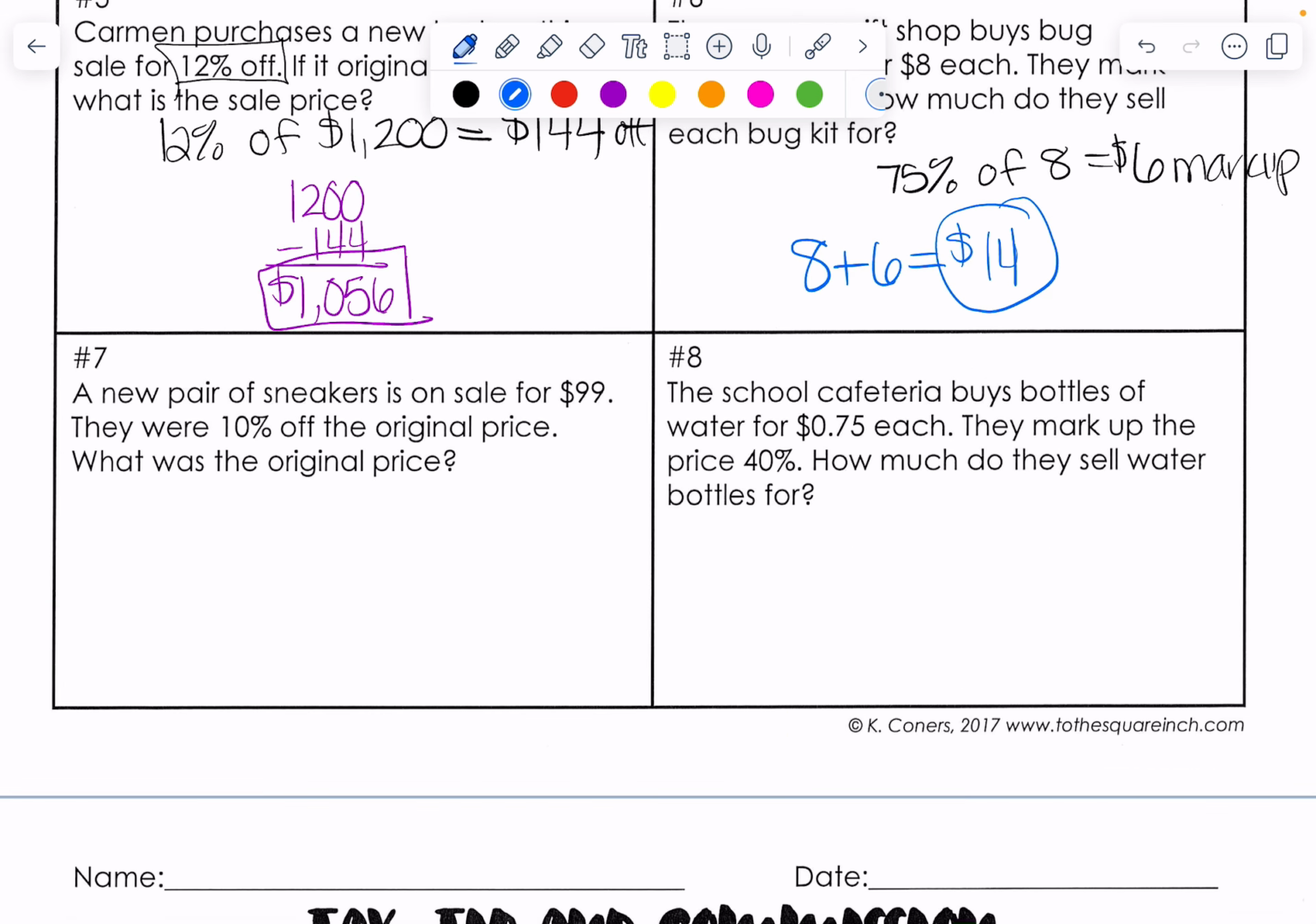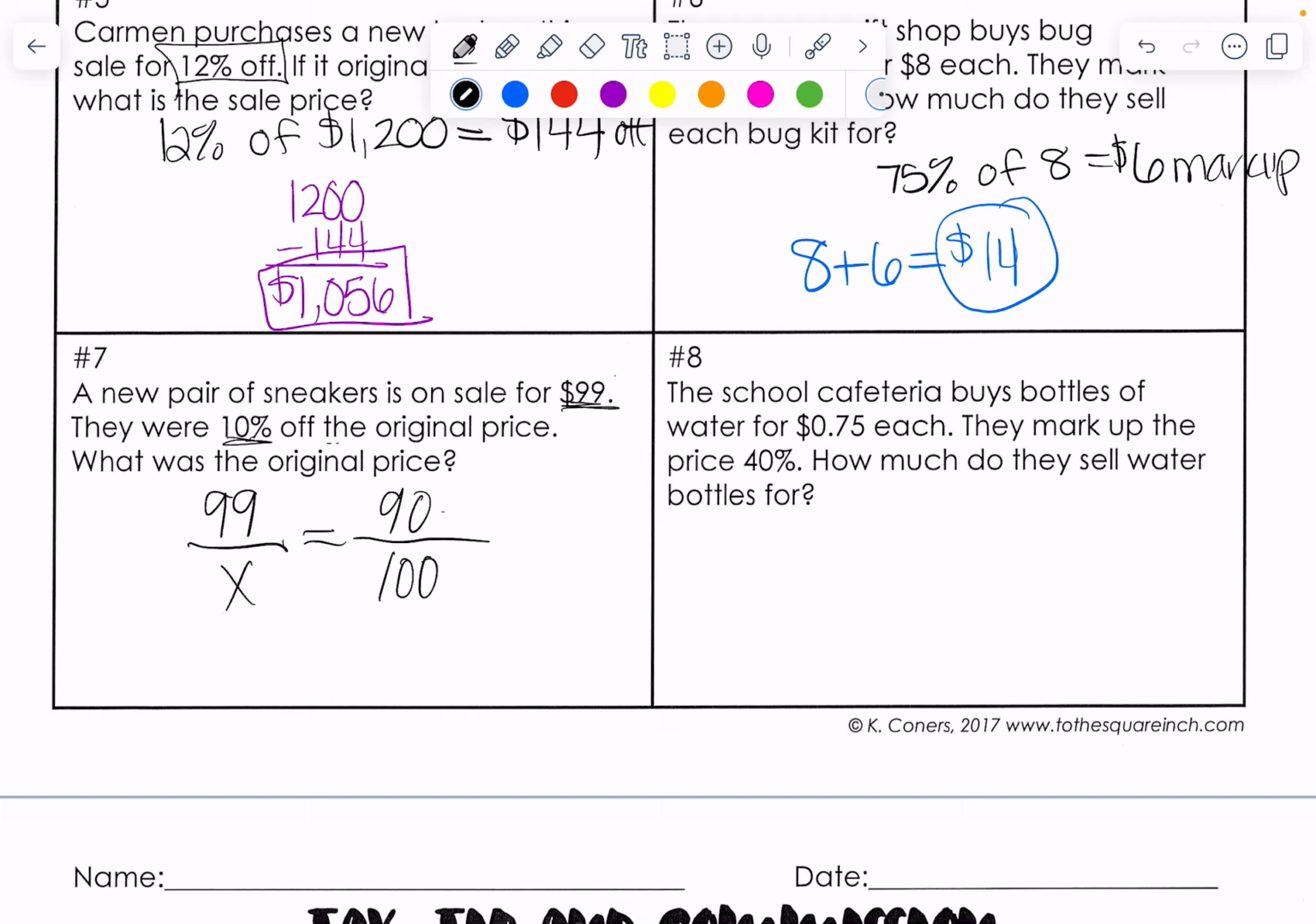Number 7, a new pair of sneakers is on sale for $99. They were 10% off the original price. What was the original price? So this is another one where the 99 is representing actually 90% of the price. So since they were 10% off and this is what we paid at the 10% off, that means we're paying 90% of the price.